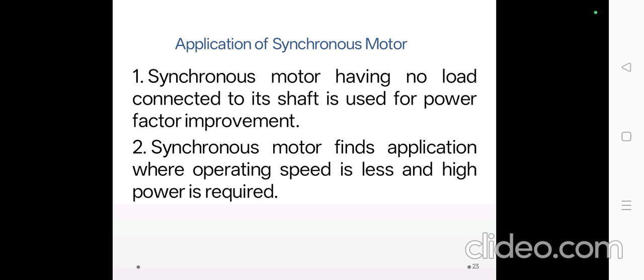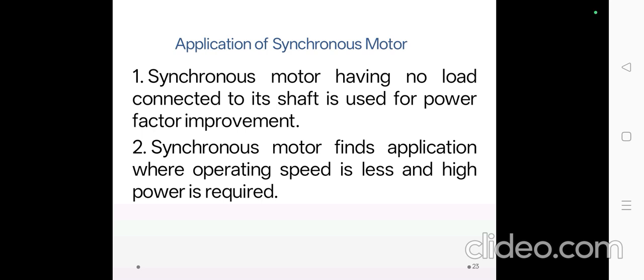Next one is the Blondel diagram. The Blondel diagram for the synchronous motor is an extension of the simple phasor diagram of the synchronous motor. Let us consider the power equation. Pin is equal to V phase I phase cos phi, which is considered for the Blondel diagram. Actually, here we have to find the constant power circle of the synchronous motor.